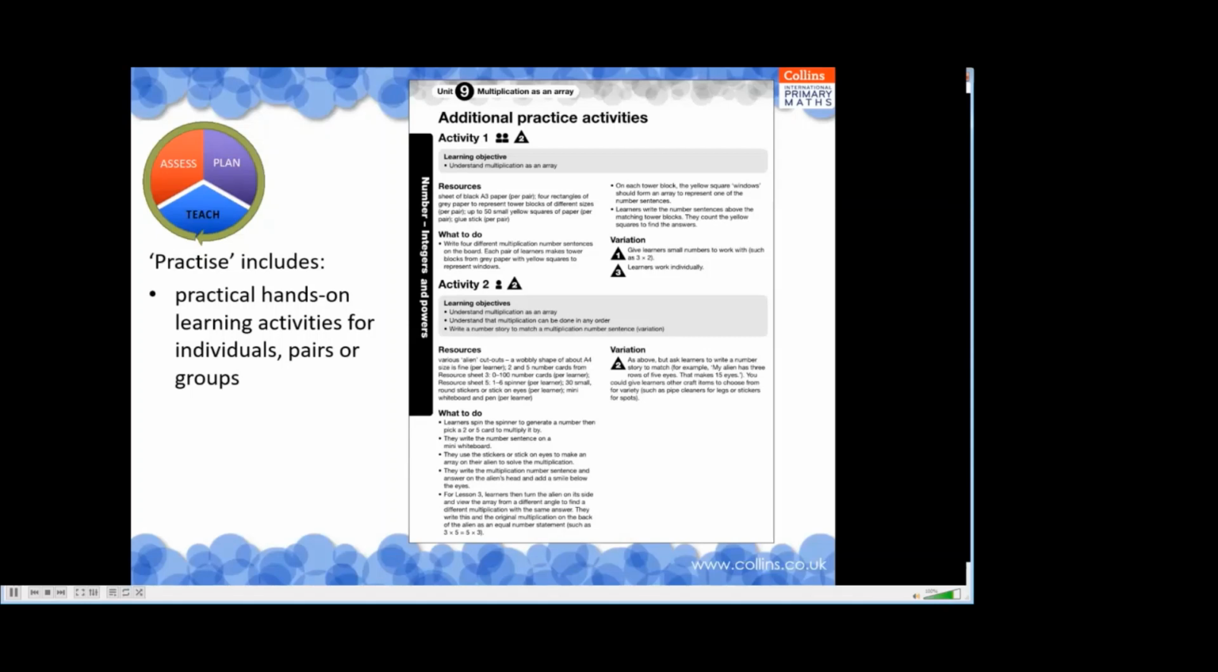2 individual, paired or group practical hands-on learning activities are also provided in each unit. These are referred to as additional practice activities. These activities are aimed at developing both independence and collaboration, and to enable learners to develop their own thinking as well as learn from one another.